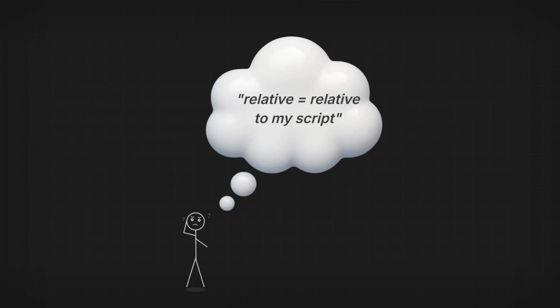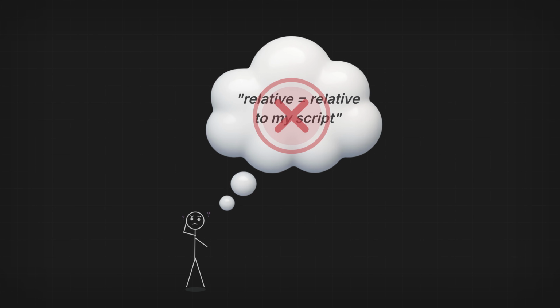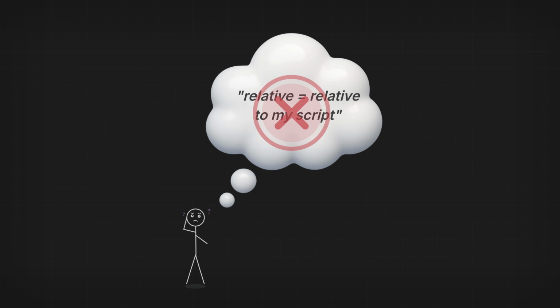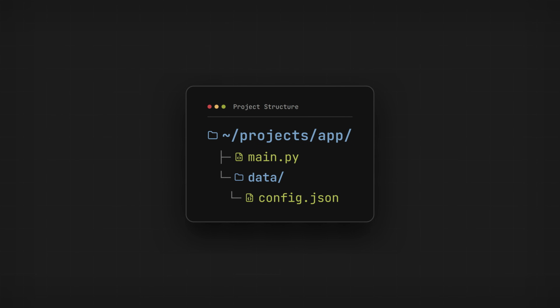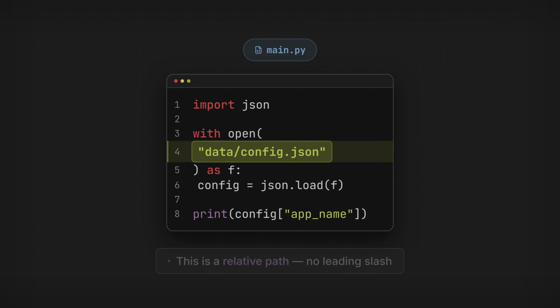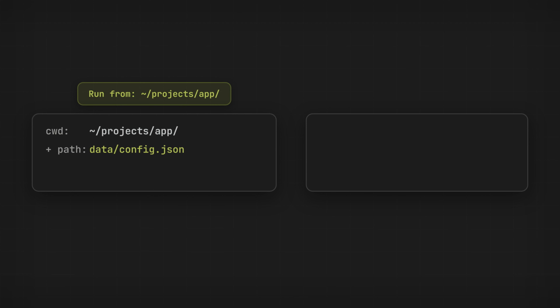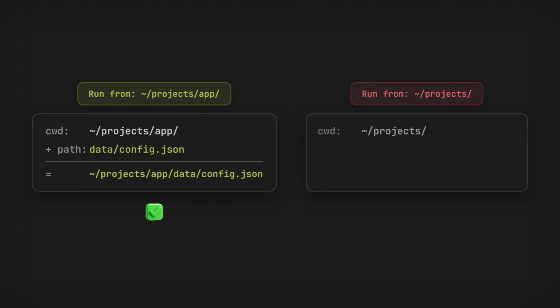But that mental model is wrong, and it's the kind of wrong that you don't notice until you're debugging something, wondering why a file that clearly exists can't be found. Let's trace what actually happened in that first demo. This string, data/config.json, is a relative path, no leading slash, so the system takes the current working directory and appends this path to it. Same relative path, different working directory, different result.